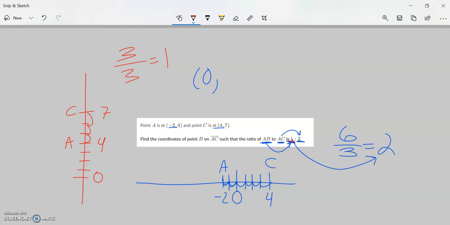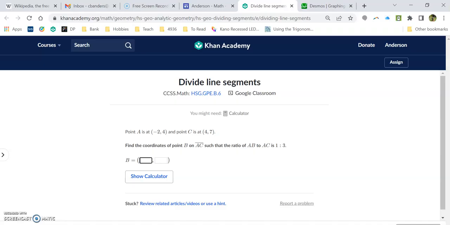And once again, we're just going over 1 unit from A. So from 4, 1 unit up is up to 5. So our point will be 0, 5.